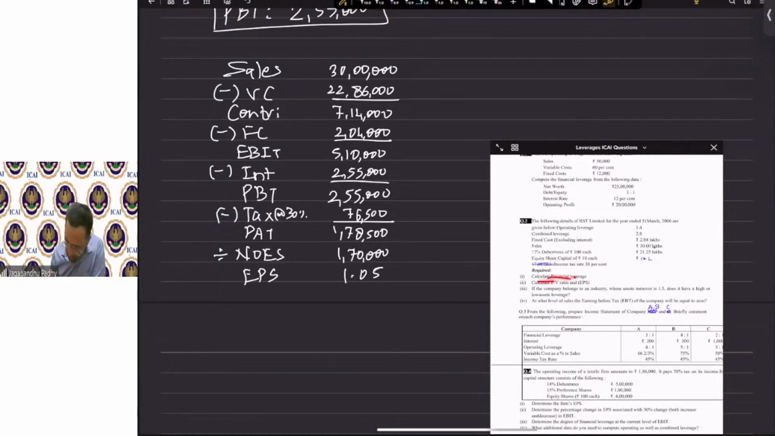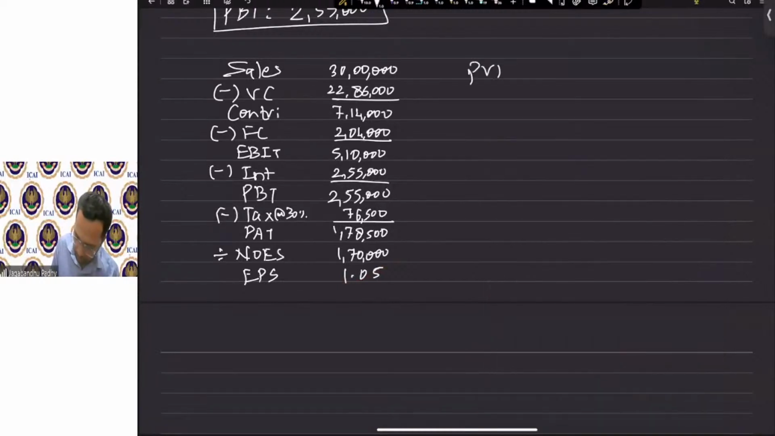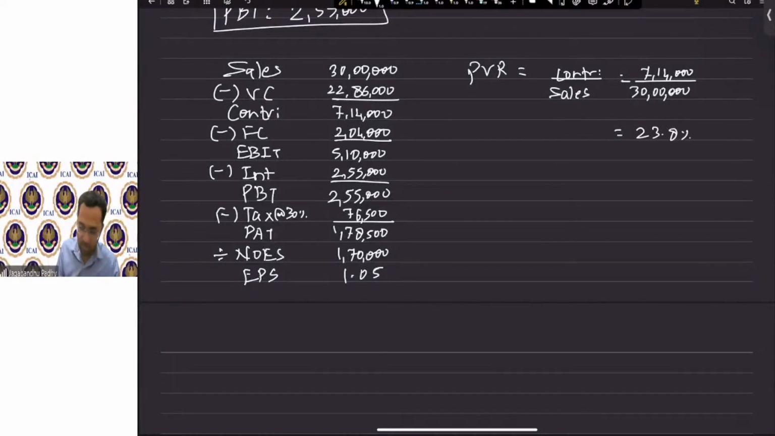Now let's look at what all the questions are asking. Calculate the financial leverage, that is done. Calculate the PV ratio and EPS. EPS is done. We can get the PV ratio also. PV ratio is contribution upon sales. Contribution is 7 lakh 14,000 upon sales of 30 lakh. 714 divided by 30 lakh will give us a PV ratio of 23.8%.